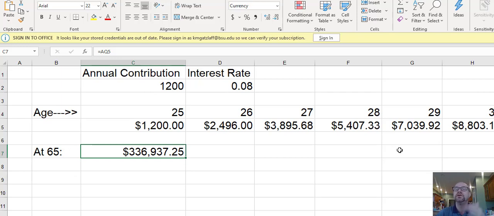I bet if I asked any of you, could you save $100 a month if you had to, I bet most of you would say you could. If you could, you're not saving $100 a month. You're saving $330,000 towards retirement.